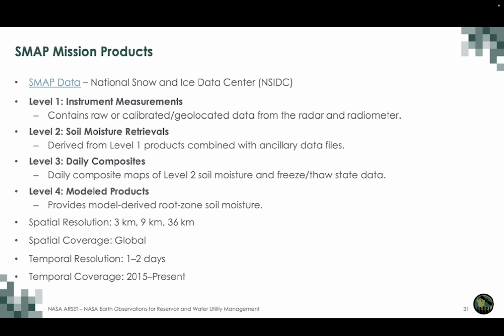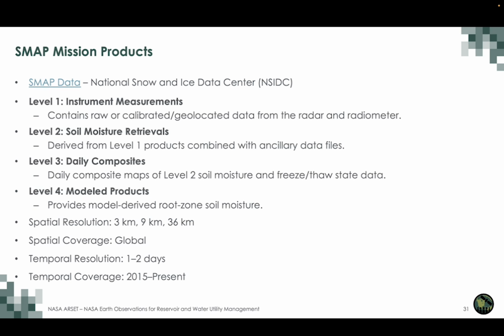To actually use SMAP data, we access it through the National Snow and Ice Data Center, where it is organized into 4 distinct processing levels depending on your modeling needs. Level 1 contains the raw instrument measurements. However, for watershed management, we typically start with Level 2, which translates those raw signals into actual soil moisture retrievals.